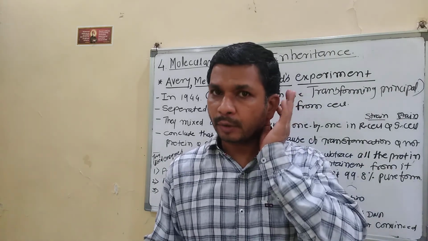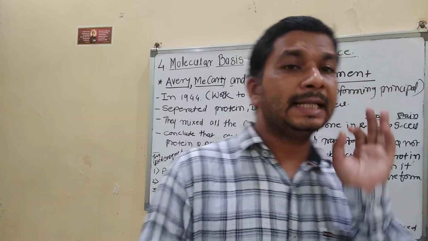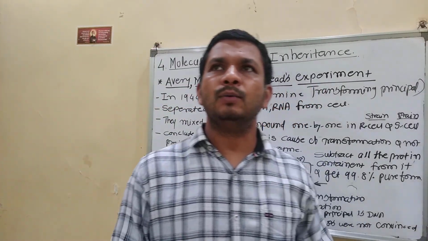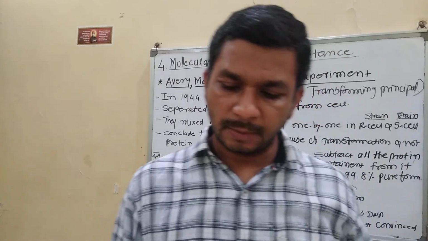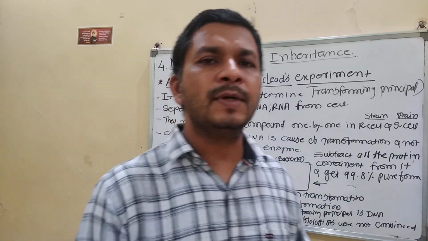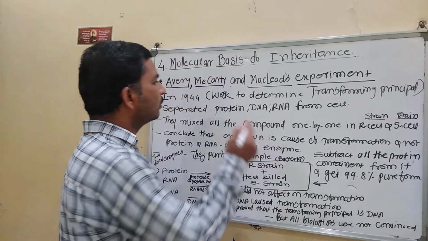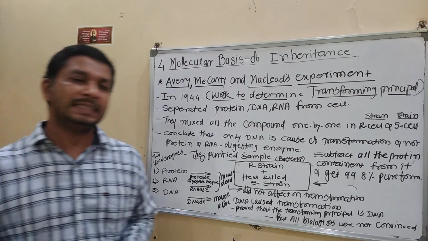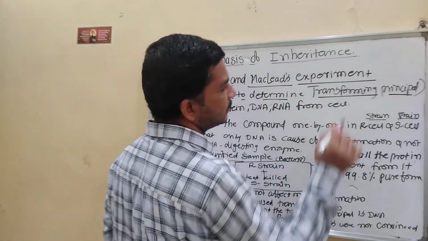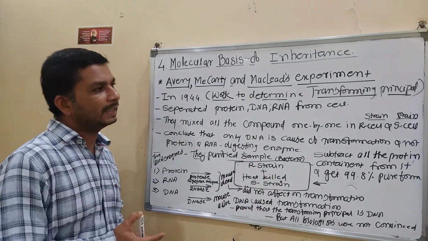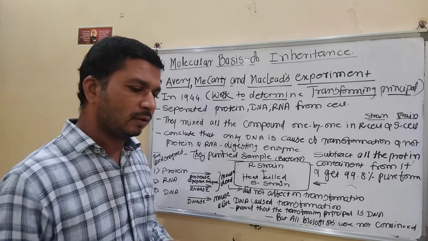Now we are talking about our fourth chapter, that is the molecular basis of inheritance. In that we study the discovery of DNA, then DNA as genetic material, and Griffith's experiment. The Griffith experiment is about the work to determine the transforming principle, which is about the transforming character of the DNA.